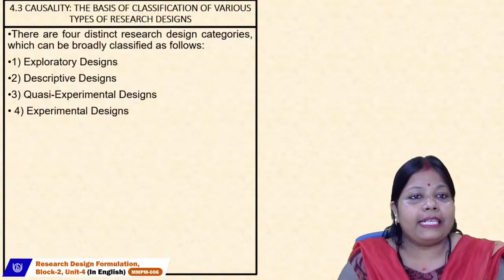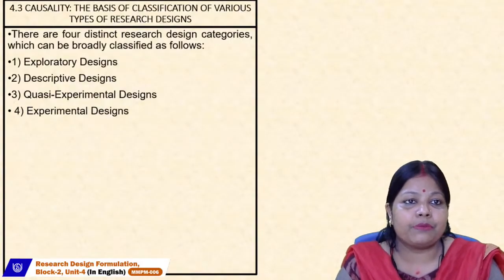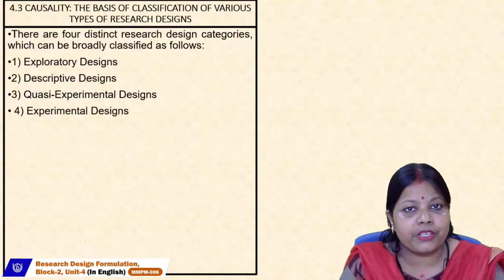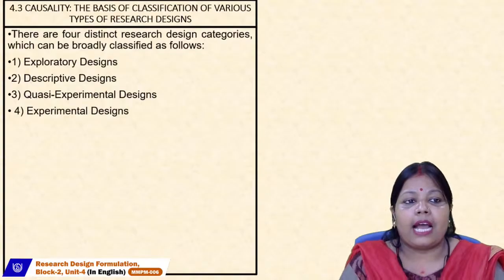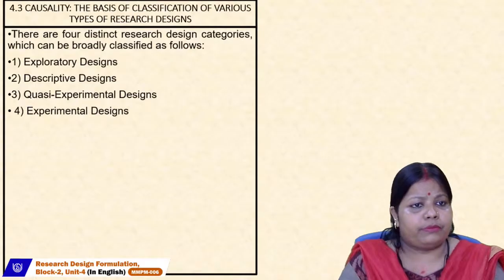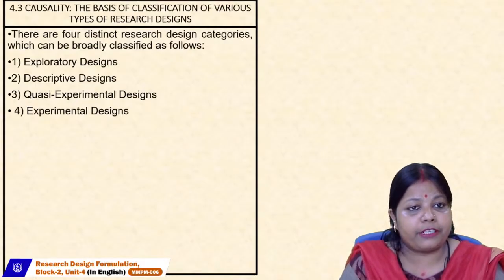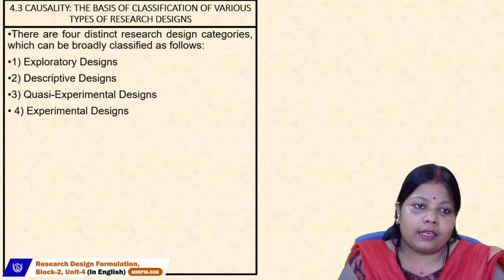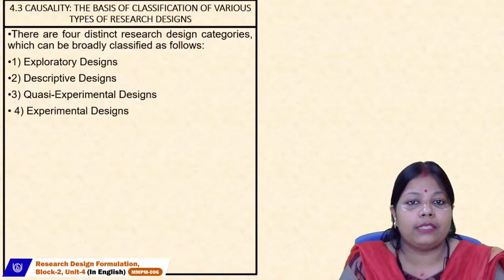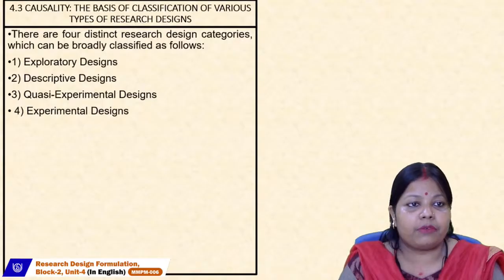So coming to the different types of research design, the third part of the chapter, that is causality, the basis of classification of various types of research design. As we can see here, there are four types of research design. The first research design is exploratory research design, which gives us the scope and time to explore the data, and explore the knowledge about the research or the project on which we are working.